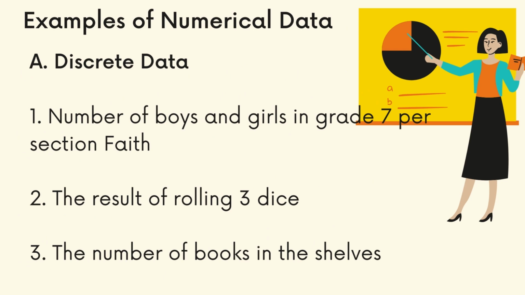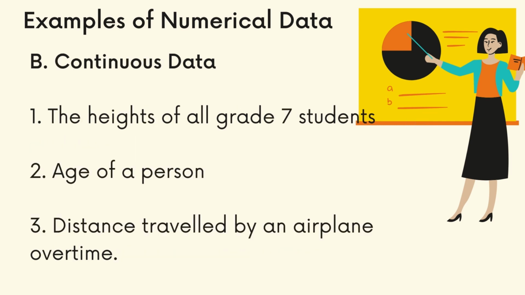Examples of numerical data. A. Discrete data. 1. Number of boys and girls in grade 7 per section. 2. The result of rolling 3 dice. 3. The number of books in the shelves. B. Continuous data. 1. The heights of all grade 7 students. 2. Age of a person. 3. Distance traveled by an airplane over time.